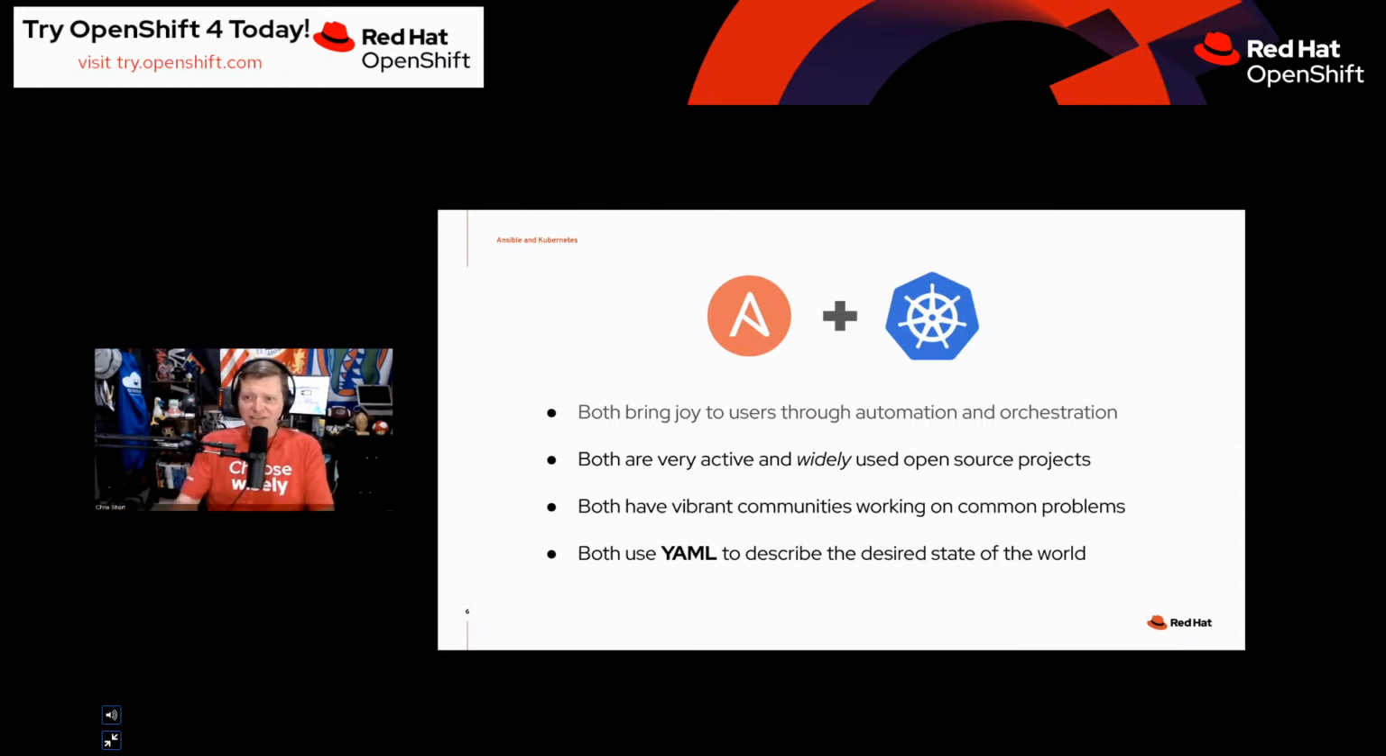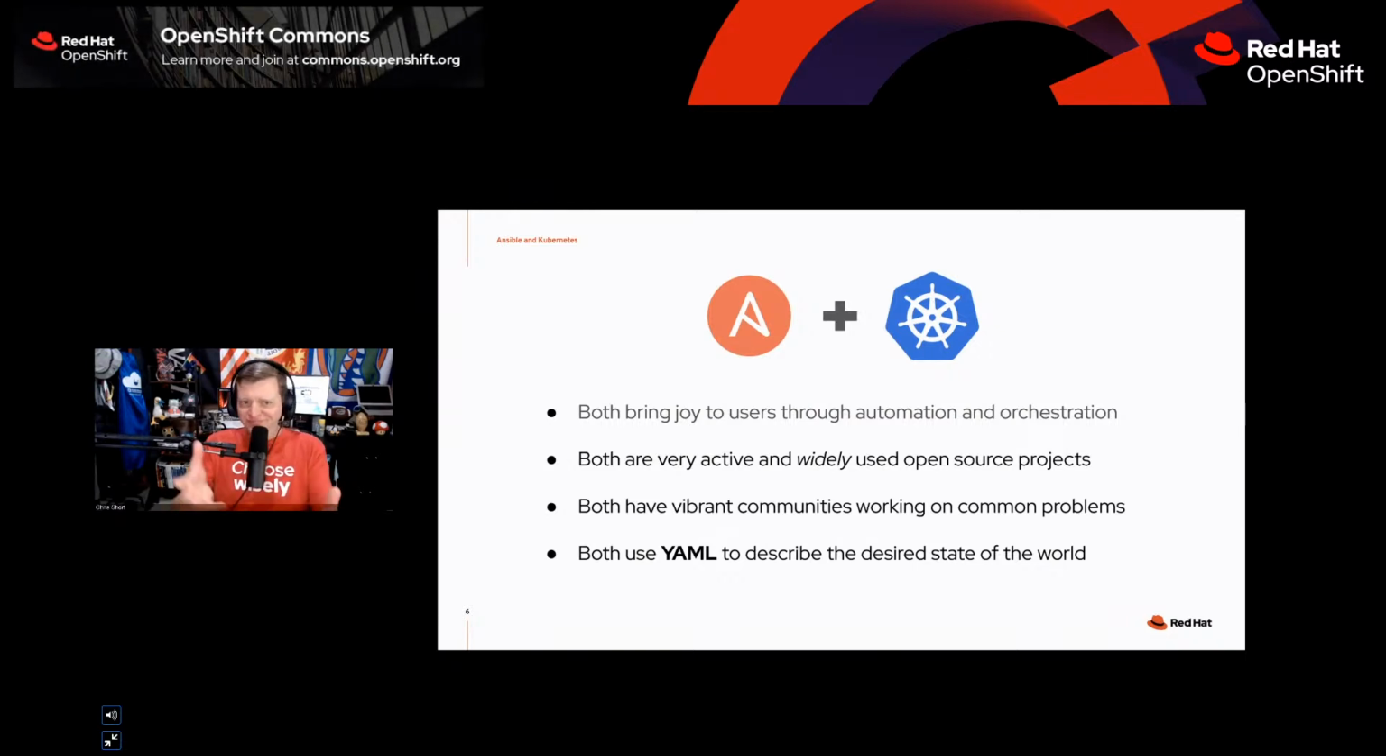And then to add the cherry on top, they both use YAML to describe the state of the world. So if you understand YAML, all you have to do is learn a little syntax, and that's the difference between Ansible and Kubernetes, basically, right? Some syntax and obviously the purpose and orchestration and all the APIs and everything of Kubernetes.